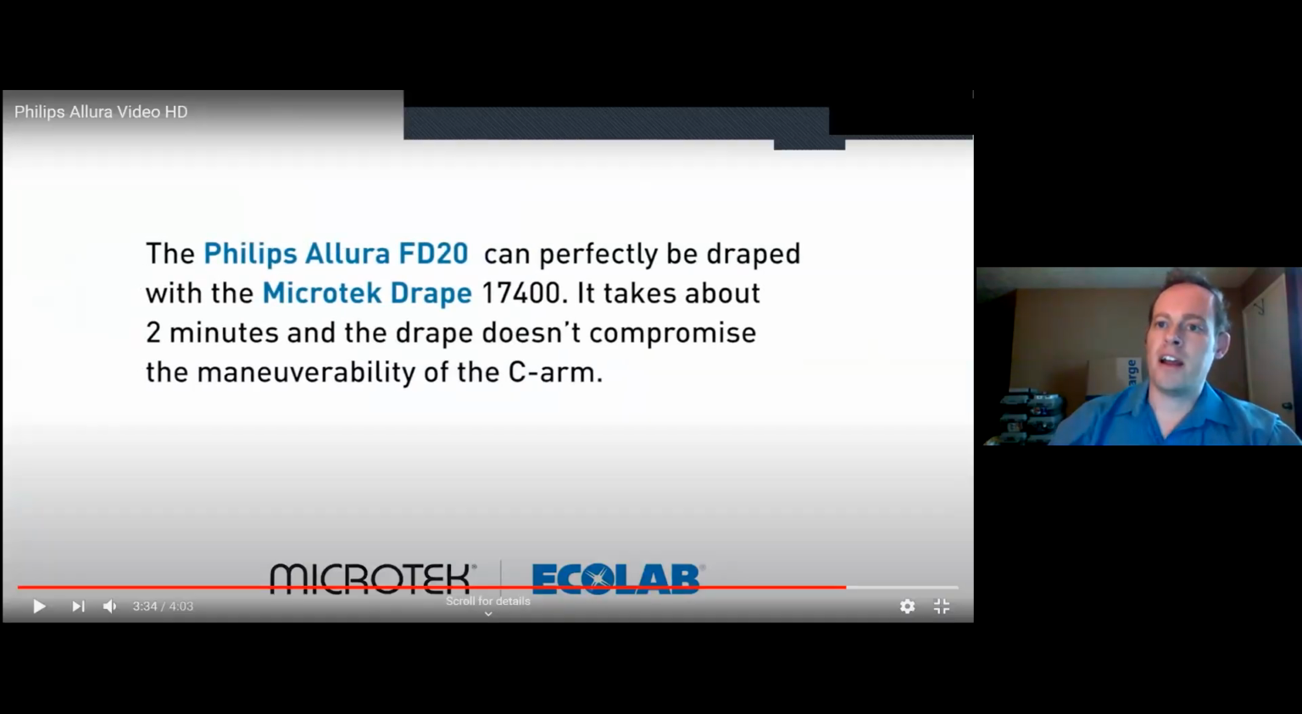So I like what they did there. That's my preferred way of draping C-arms as well, where they covered every section of that C-arm. A lot of people you will see when you get out there, they'll only cover that top and bottom portion where the receptor and the X-ray tube are located.